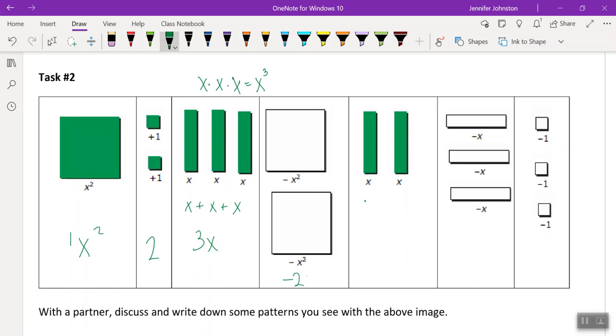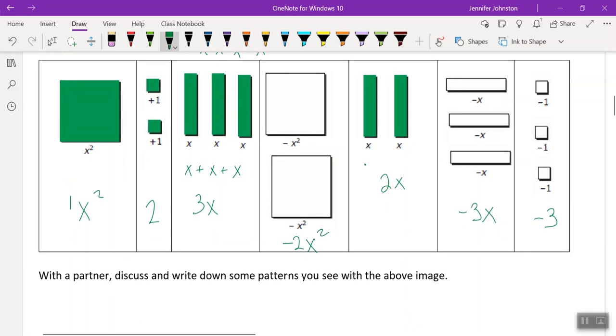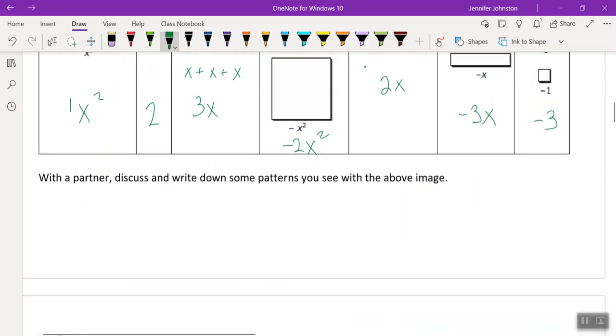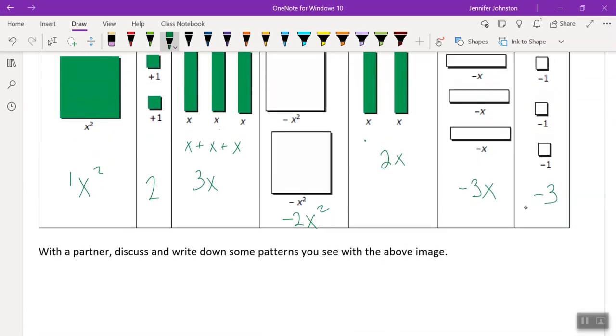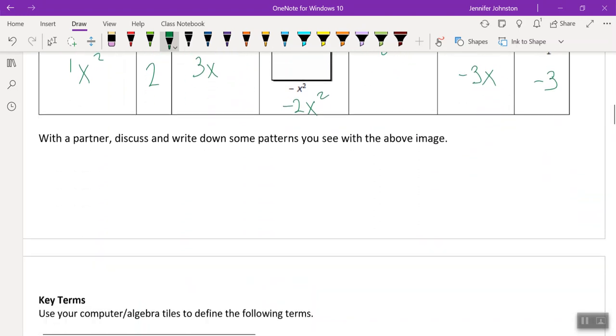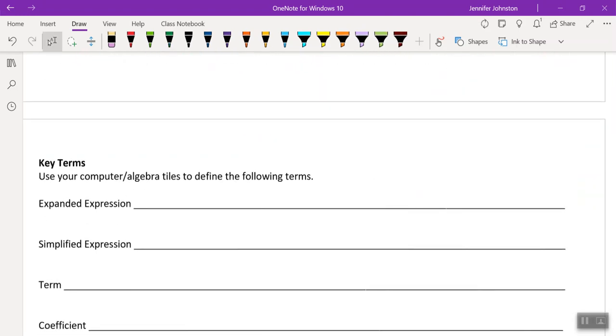Here we'd have negative 2x squared. There's 2 x's here. There's negative 3x and negative 3 here. All right, maybe some patterns. Maybe you see 3 here. There's 3 of them here. There's tons of patterns. There's really no right or wrong answer.